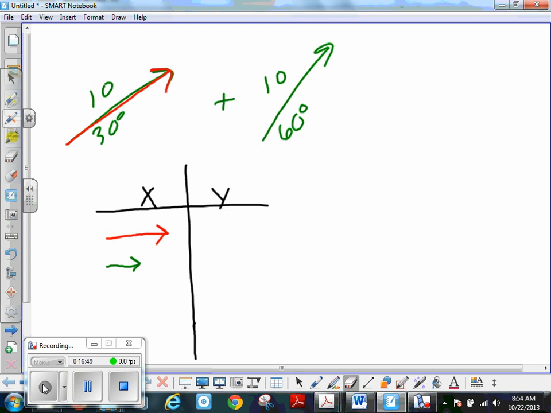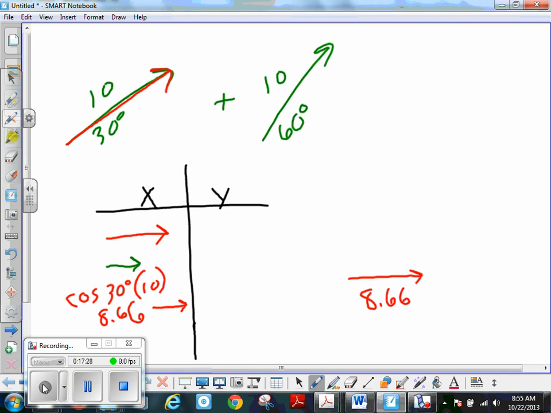So in order for me to solve that, this is going to be the cosine. For the red one, cosine of 30 times 10 is going to be equal to 8.66, and I have it signified in the right direction, so I'm going to start my new triangle over here. Is 8.66 correct? 8.66, that's from the red one.